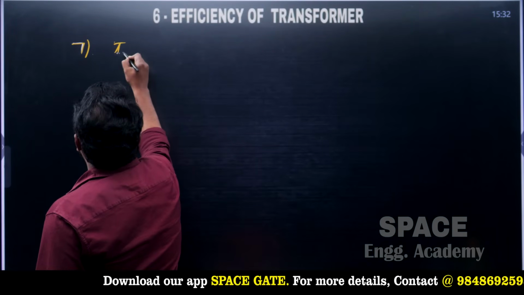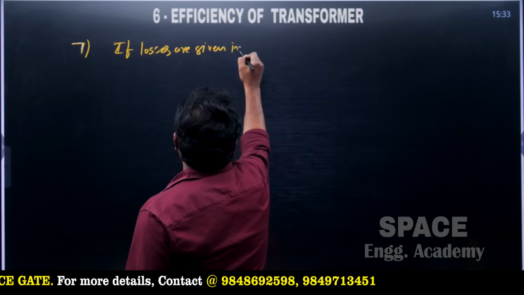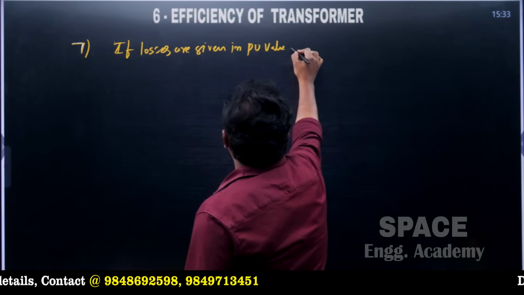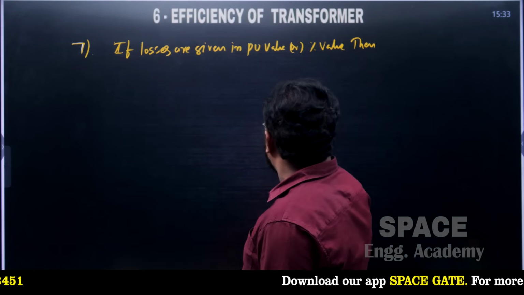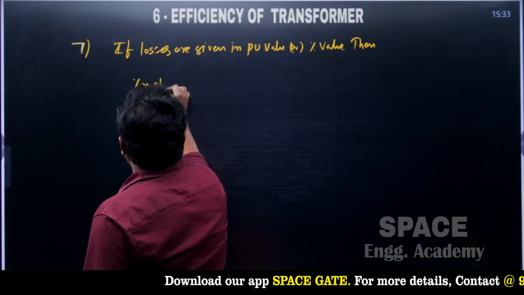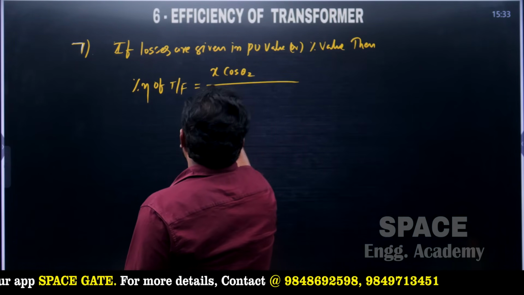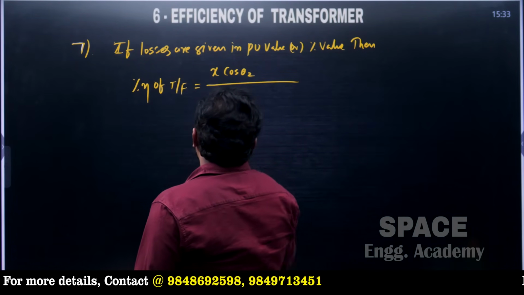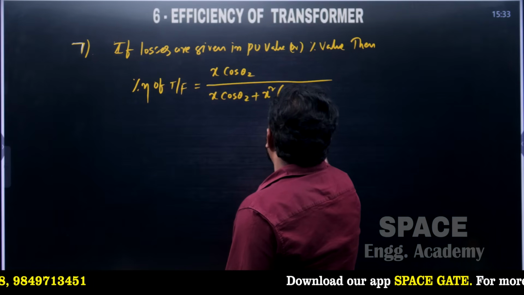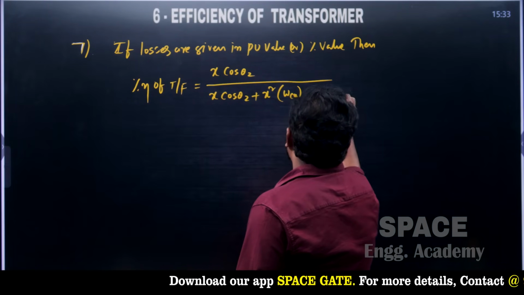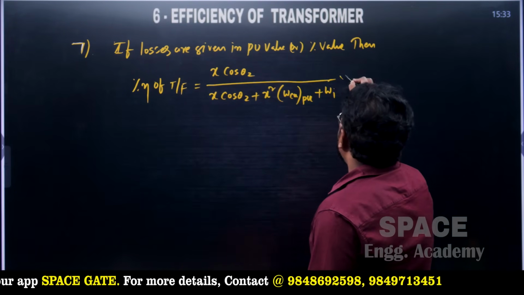So if losses are given in per unit value, PU value, or percentage value, then how do we calculate the percentage efficiency of the transformer? It is equal to x cos theta 2 divided by x cos theta 2 plus x square times the copper losses in per unit value plus the iron losses in per unit value, multiplied by 100.